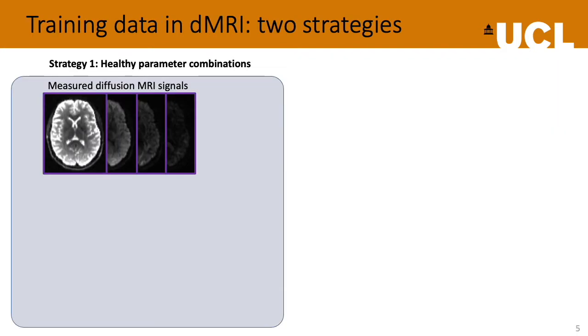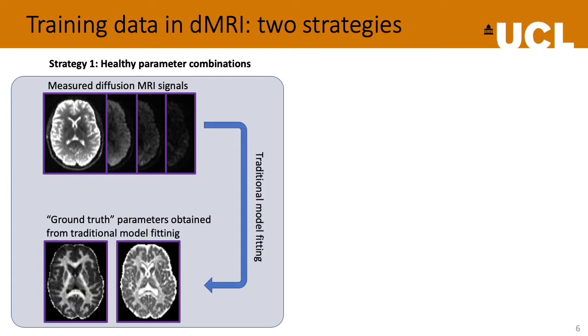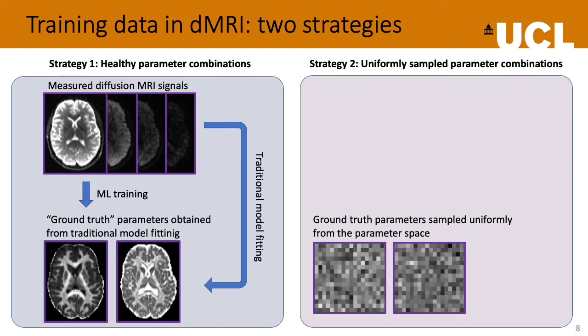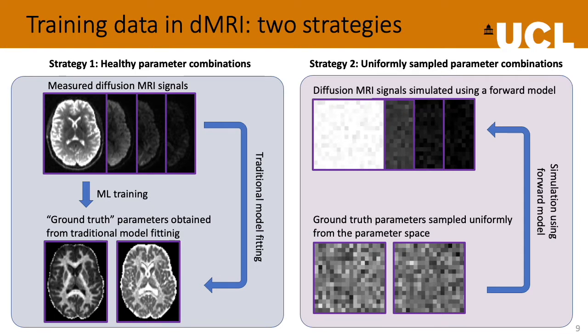In diffusion MRI, previous works that use supervised machine learning typically use one of two training strategies. In the first strategy, MRI measurements are obtained, and traditional model fitting is used to estimate parameters. The measurements and parameter estimates are inputs and outputs respectively when training the machine learning algorithm. In the second strategy, parameter combinations are sampled uniformly from the entire plausible parameter space. The diffusion MRI signals are simulated using a forward model, and these are used for training.